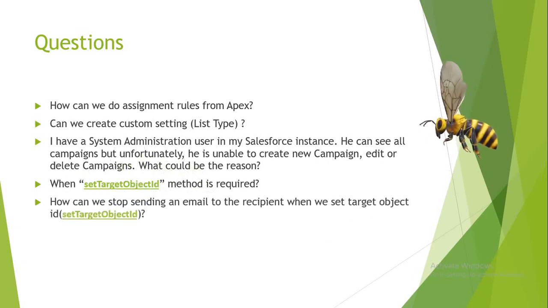So how can we stop sending an email to the recipient when we set target object ID? Again, I am reading this. How can we stop sending an email to the recipient when we set target object ID? That means if I set target object ID, either lead ID or contact ID or user ID, then it automatically sends an email to that particular user or lead or contact. But I don't want to send an email to that person, even though we use target object ID. Then how can you stop? That's the question. Okay, so let's go to answers.